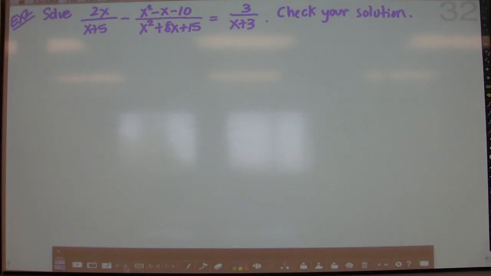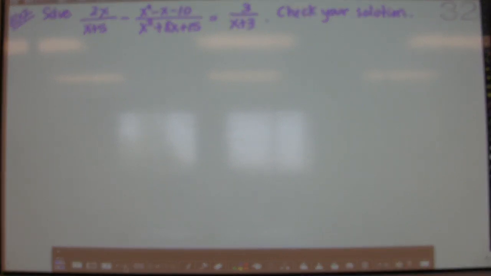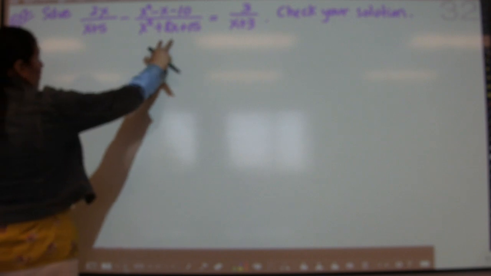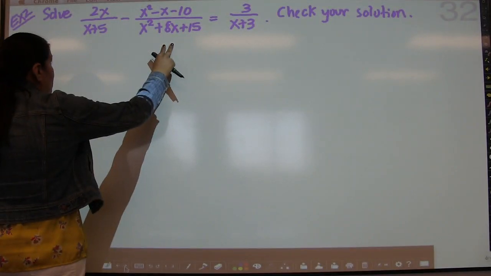The difference with this one compared to our example 1 is that you are going to require some factoring before you can figure out what the least common denominator is. So what we're going to do is take this fraction here and try to factor it.